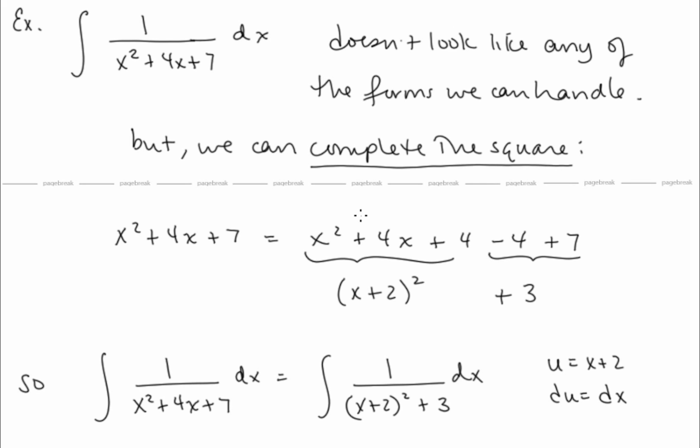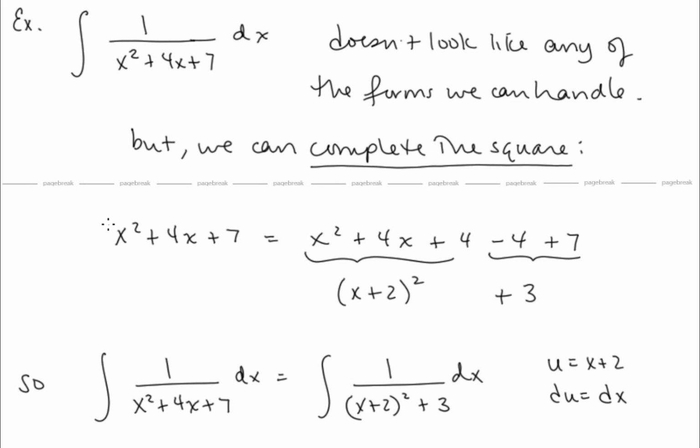Here we have the integral of 1 over x squared plus 4x plus 7. And this doesn't look like it fits into any of the forms that we know how to handle. But we can complete the square and change how this looks. So remember, completing the square means that we're going to take this quadratic and write it as x plus or minus a number squared, and then plus or minus a constant. So how can we do that?